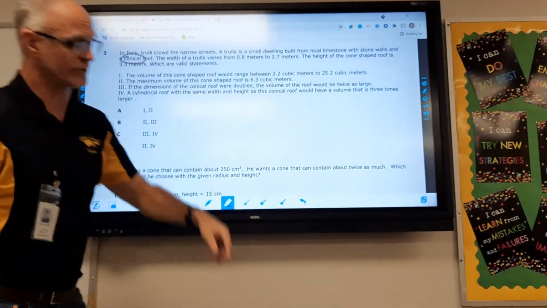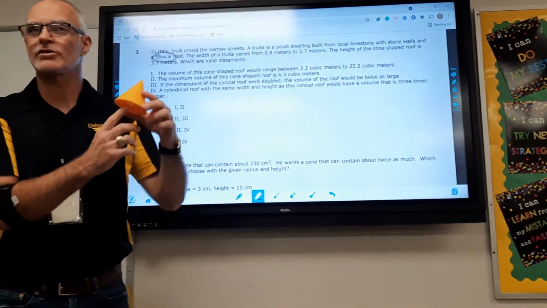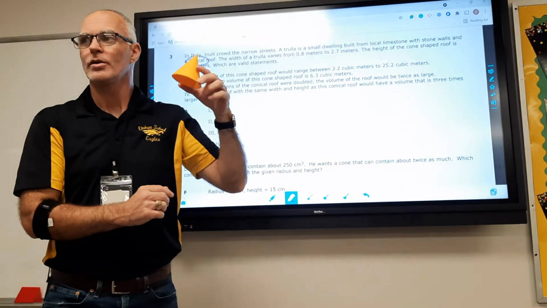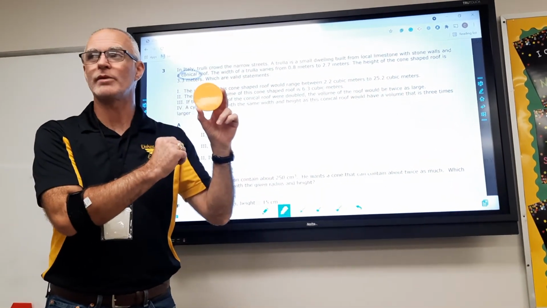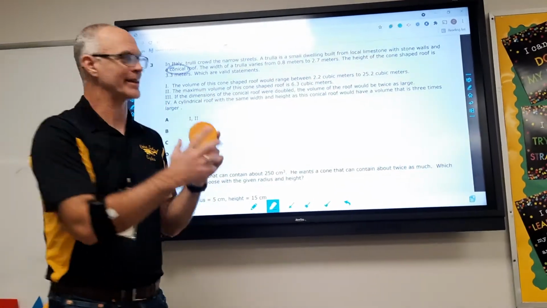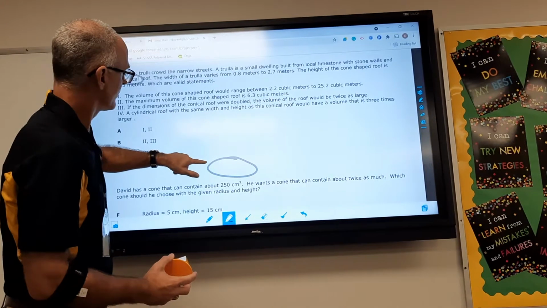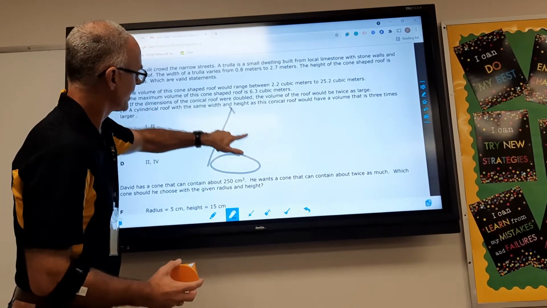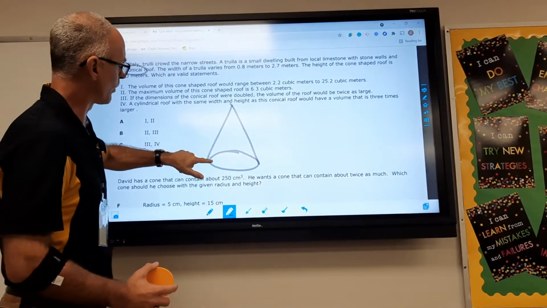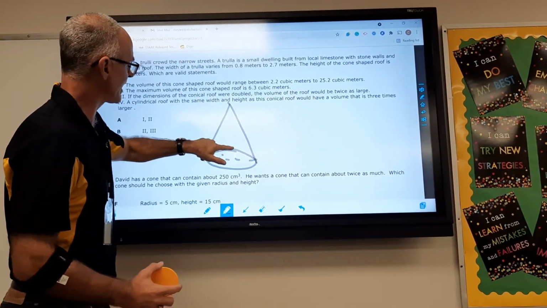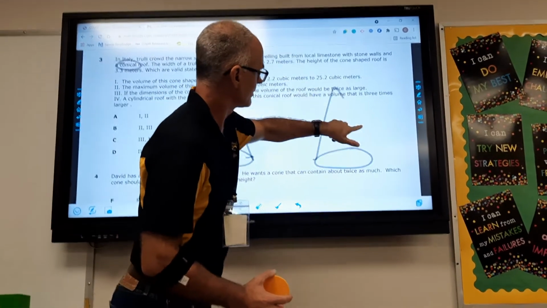The width of the trulla, the width. What do you think they're describing? The base. What about the base? The width of the base would be what? The diameter. Exactly. Very good. So we look at a trulla, and it has a width that varies from 0.8. So one of them might be 0.8, and another one might be 0.6.